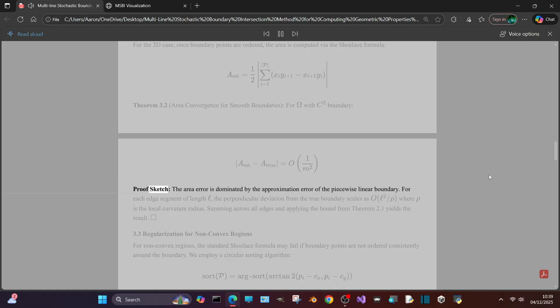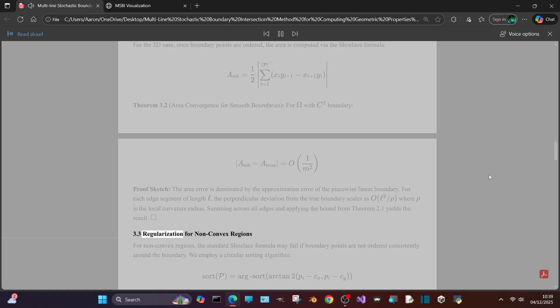Proof sketch. The area error is dominated by the approximation error of the piecewise linear boundary. For each edge segment of length, the perpendicular deviation from the true boundary scales with the local curvature radius. Summing across all edges and applying the bound from Theorem 2.1 yields the result.